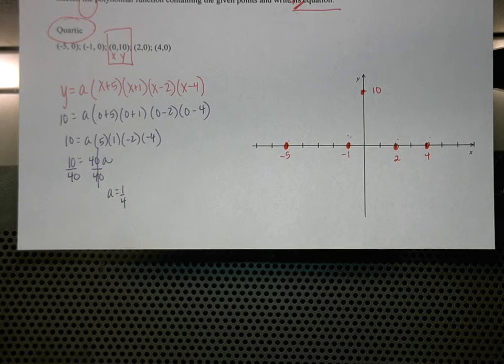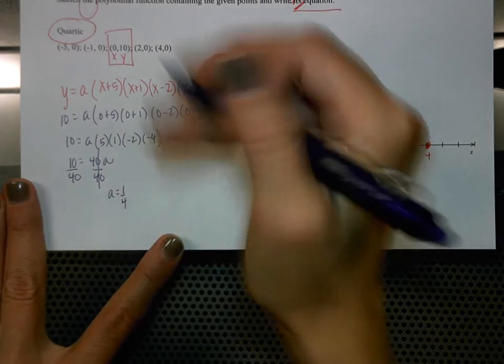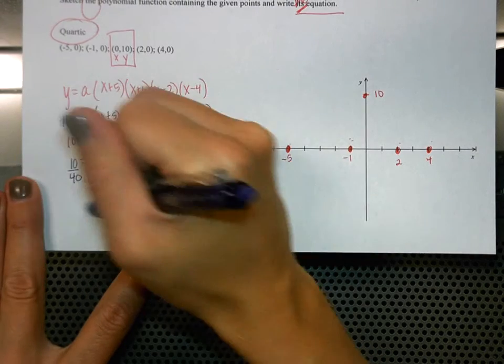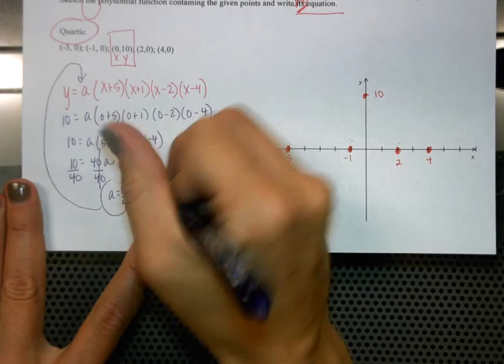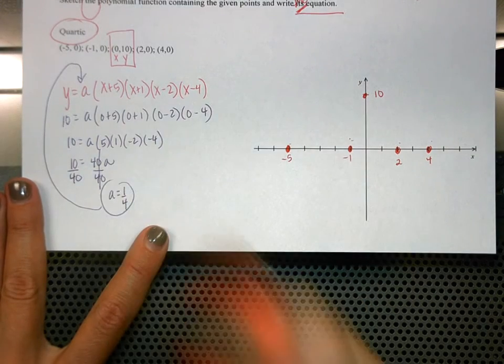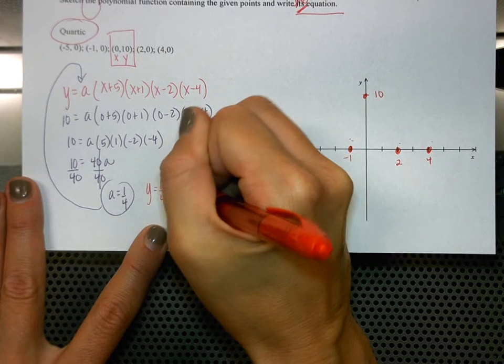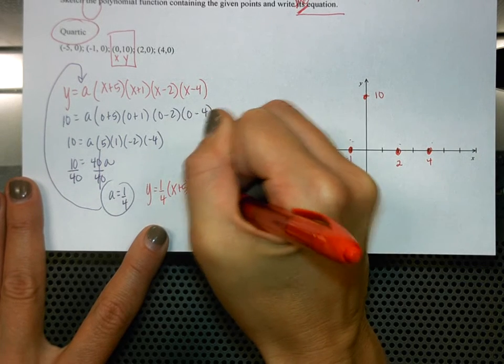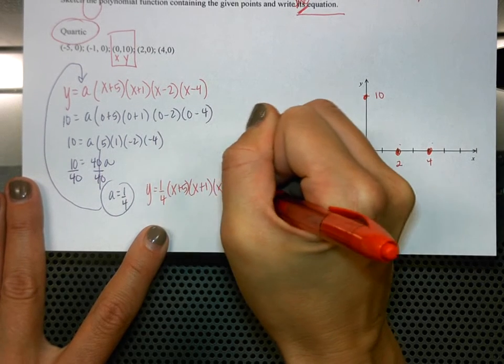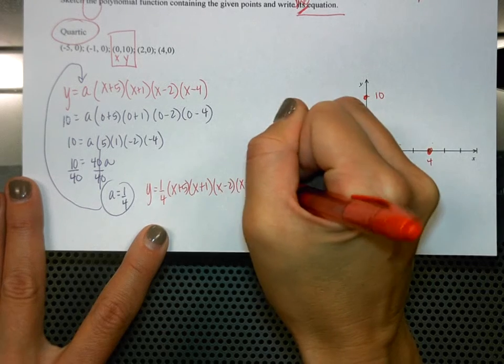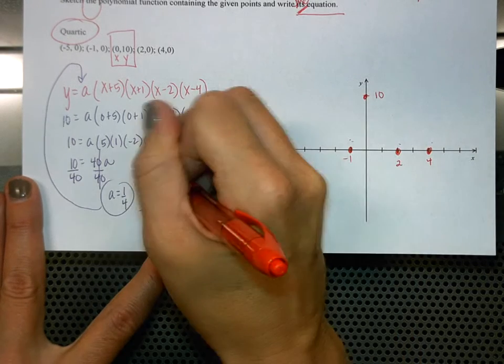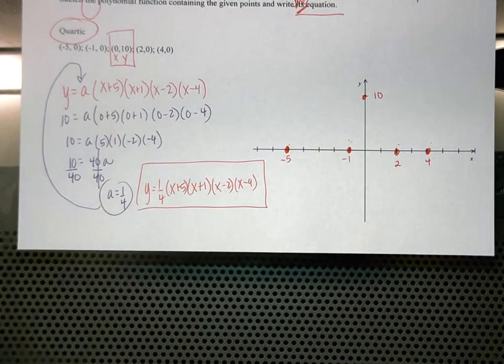And so our actual equation is just going to be taking this a value and plugging it in up here. So we write that as y equals 1/4 (x plus 5)(x plus 1)(x minus 2)(x minus 4). Okay, and then we need to finish graphing.